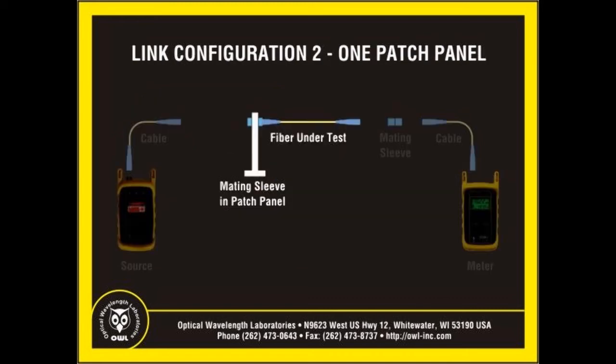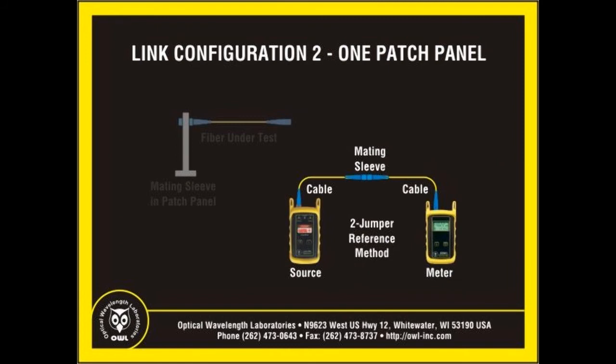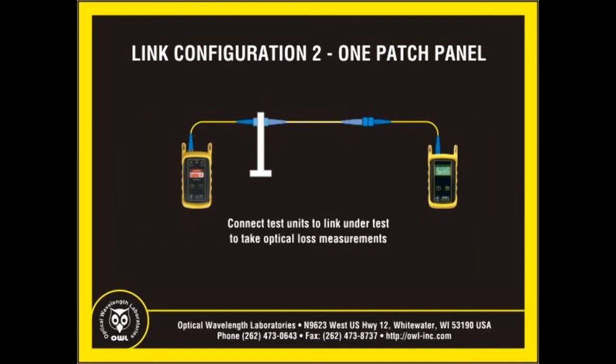The second link configuration we will consider has a patch panel on one end and an open connector on the other end. This link configuration looks something like this. What remains from the test configuration is two test cables and a mating sleeve, exactly the pieces needed for the two jumper method. Simply connect the power meter and light source together with the two test cables and mating sleeve to set the reference. Once the reference has been set, disconnect one of the test cables from the mating sleeve. It doesn't matter which one, as long as you leave both cables attached to their respective test units. Insert the link under test between the single cable and the mating sleeve to take measurements.